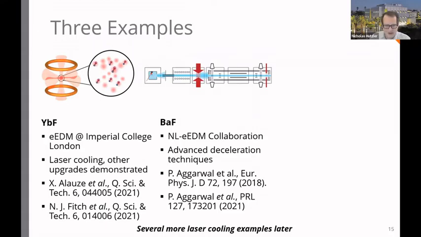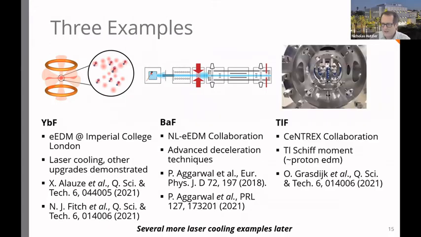Barium fluoride, which the NL-eEDM collaboration is working on, wants to combine laser cooling with advanced deceleration techniques, and they've had some exciting results recently. And thallium fluoride, the CeNTREX collaboration. So they're not looking for an electron EDM, they're looking for the thallium nuclear Schiff moment, which is sensitive to, among other things, the proton EDM. And I'll talk about some other laser cooling experiments later on as well.